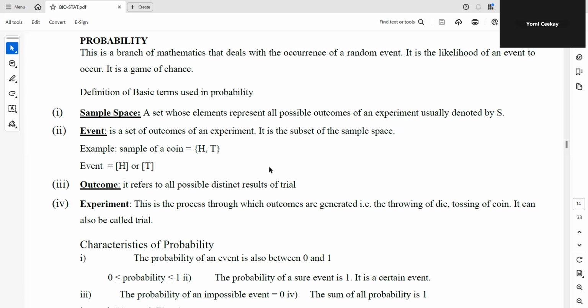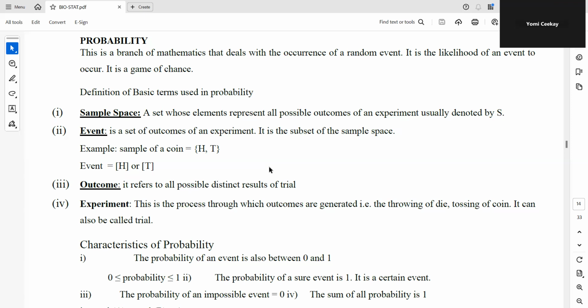the experiment or trial. Now I'll talk about sample space. Sample space is a set of elements that represent all possible outcomes of an experiment. Usually it is denoted by the letter S. When you see S, it means we're talking about sample space. Then event. What's an event? An event is a set of outcomes of an experiment. That is, an event is a subset of the sample space.